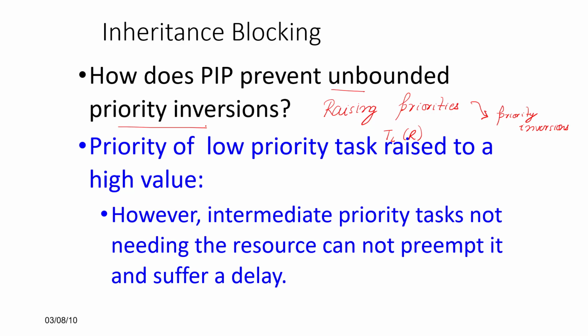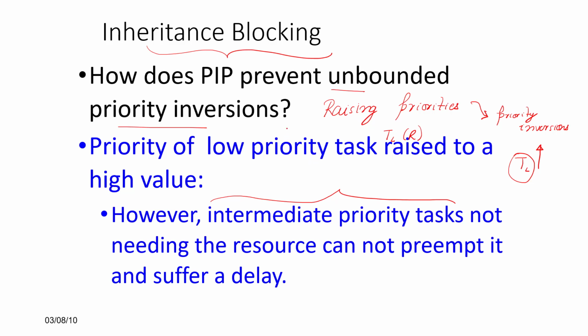So the point is that we may be doing it too much, in the sense that we may be swinging the pendulum too much to the other side. By raising the priority of TL, let's say, which is holding the resource, to a much higher value, we are pretty much cutting out intermediate priority tasks, right? So they cannot preempt it. But the fact is that they are also being delayed. Why? Because a lower priority task, its priority is temporarily being jacked up. So this is known as inheritance blocking.